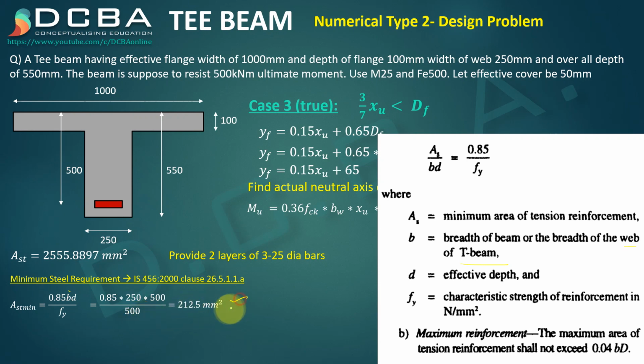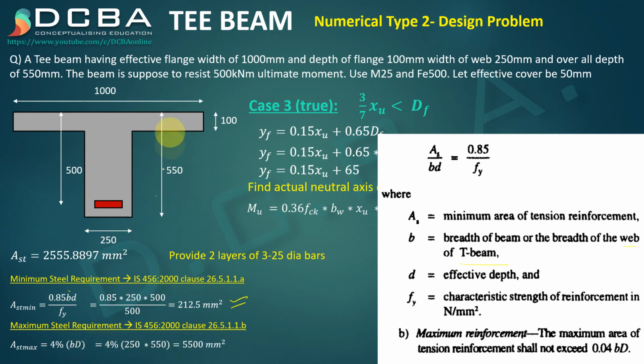So this is the minimum AST, and maximum steel is 4% of BD. So again, B that you have to use here is the web width. Okay, so 4% of 250 into total depth 550 is 5500 mm square, and our AST is lying in between them, so it is okay.